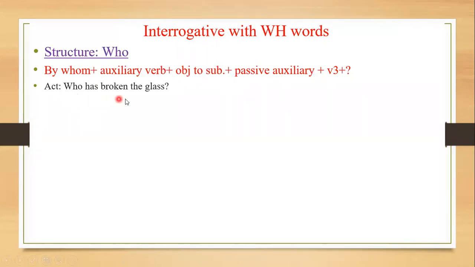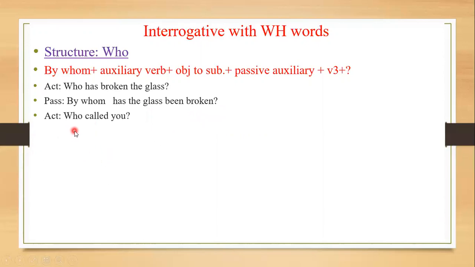Active voice: Who has broken the glass? Who is the WH word. By whom, according to the structure. Then the auxiliary verb; the sentence is written in present perfect tense, that's why has. The glass, the object, has been taken here. Then been, because the sentence was written in present perfect tense. And then V3, okay, then question mark. So now the passive sentence is ready: By whom has the glass been broken?